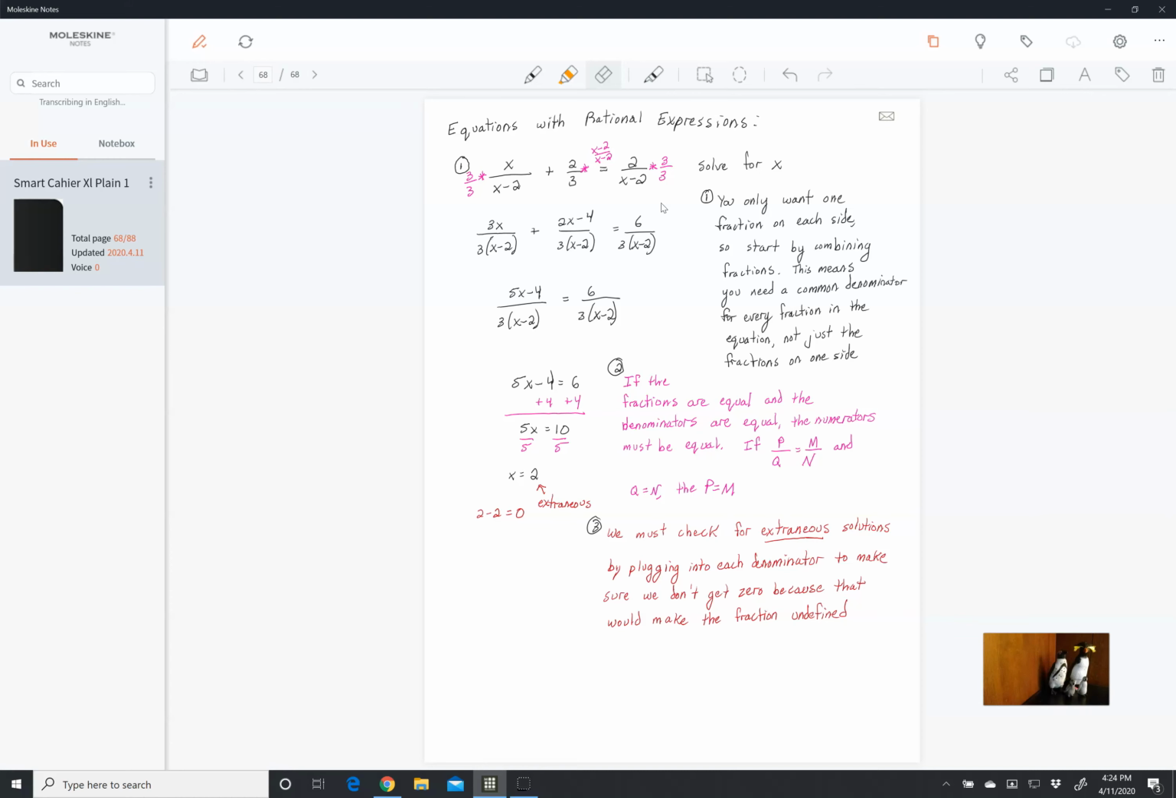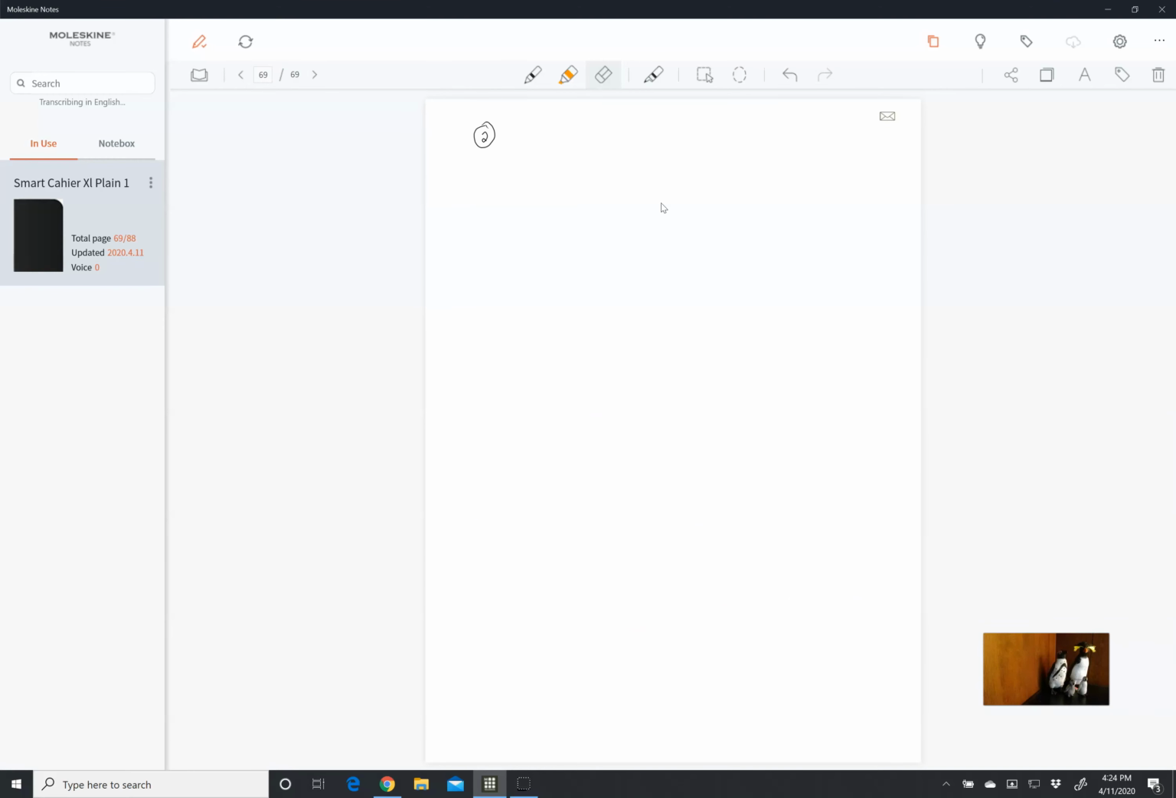So the second one, we have 5 over x squared minus 3x plus 2 minus 1 over x minus 2 is equal to 1 over 3x minus 3.